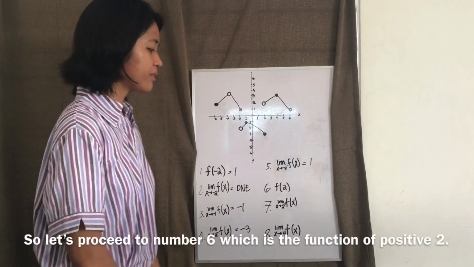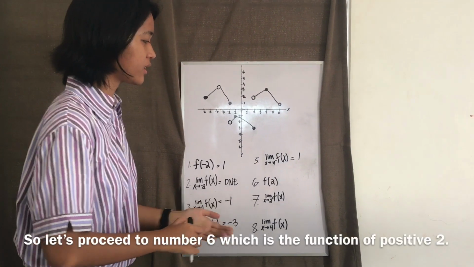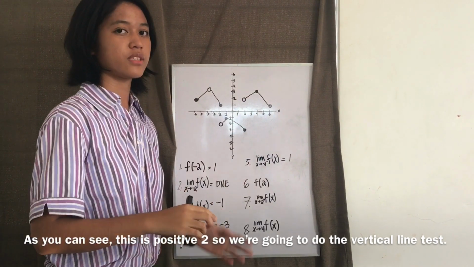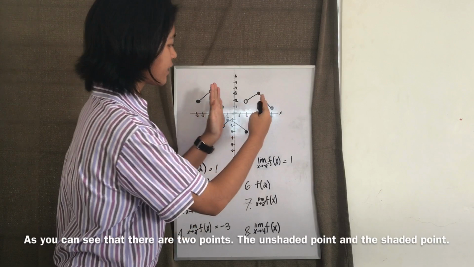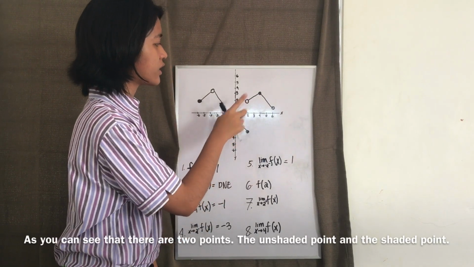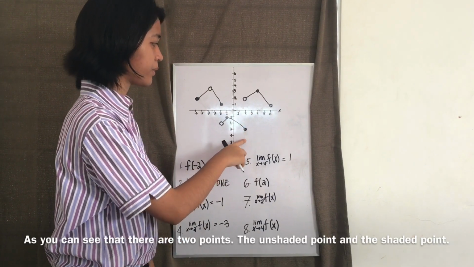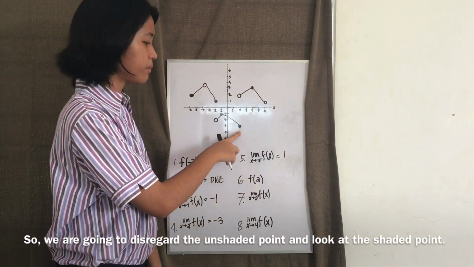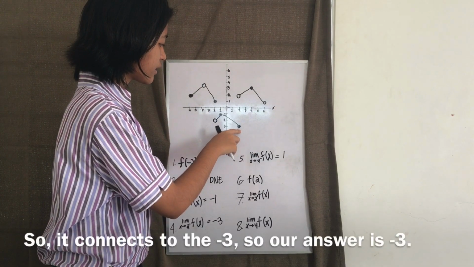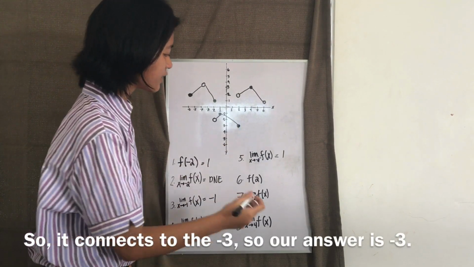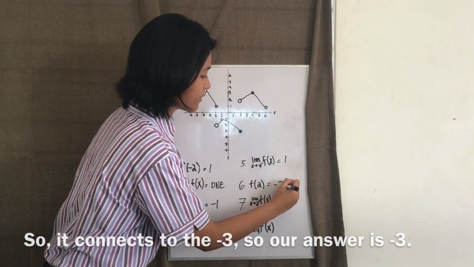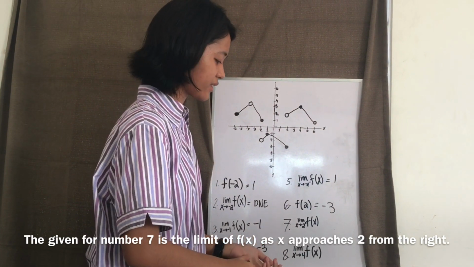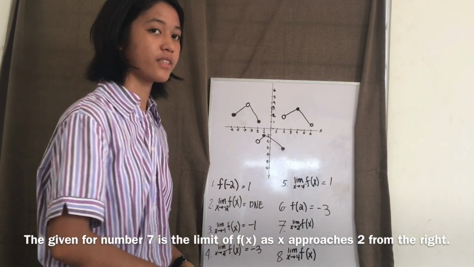So let's proceed to number 6, which is the function of positive 2. As you can see, this is the positive 2, so we're going to do the vertical line test. There are 2 points, the unshaded point and the shaded point. So we're going to disregard the unshaded point and look at the shaded point. It connects to the -3, so our answer is -3.